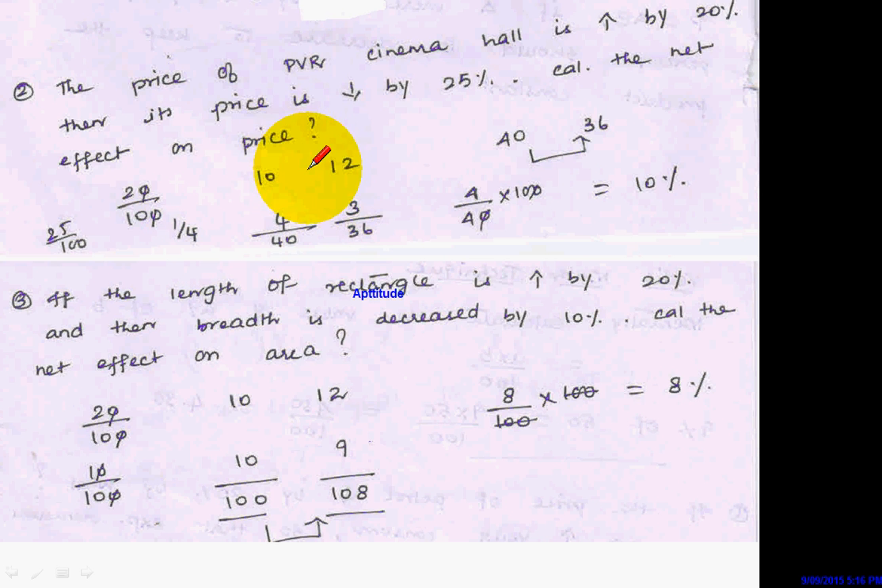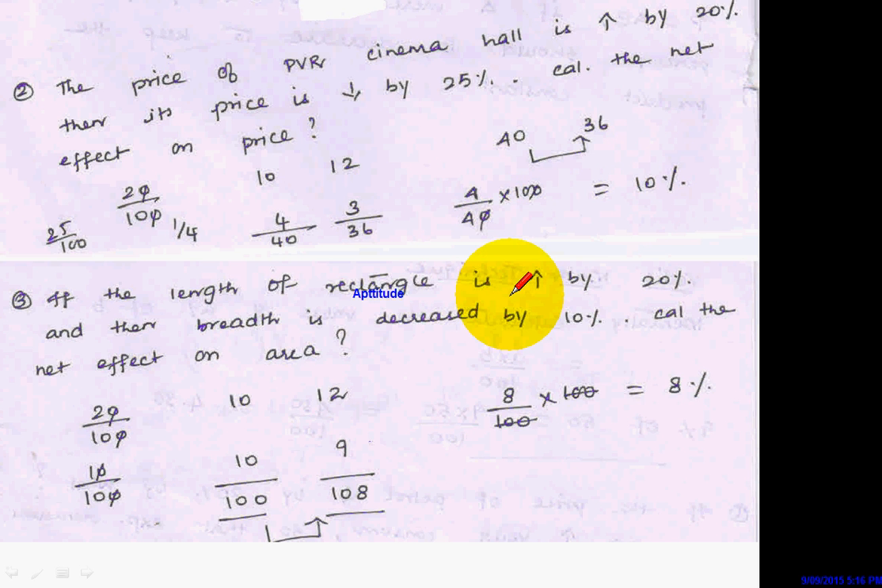And try to find out the product. That is 10 into 4, it is 40. 12 into 3, it is 36. Now try to understand the difference between these two, which is 40 minus 36, it is 4. So we calculate the net effect on price. It is 4 out of 40. So what is it in terms of percentage? It will be 10%.